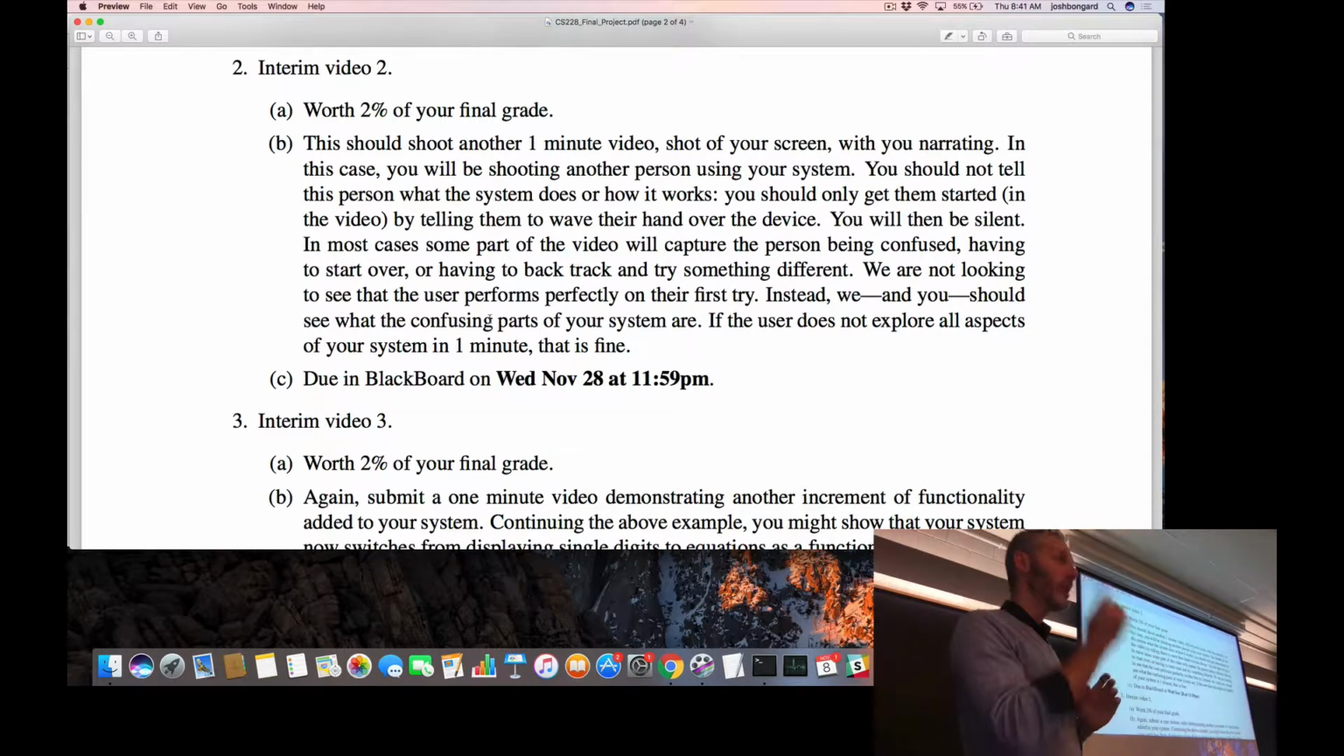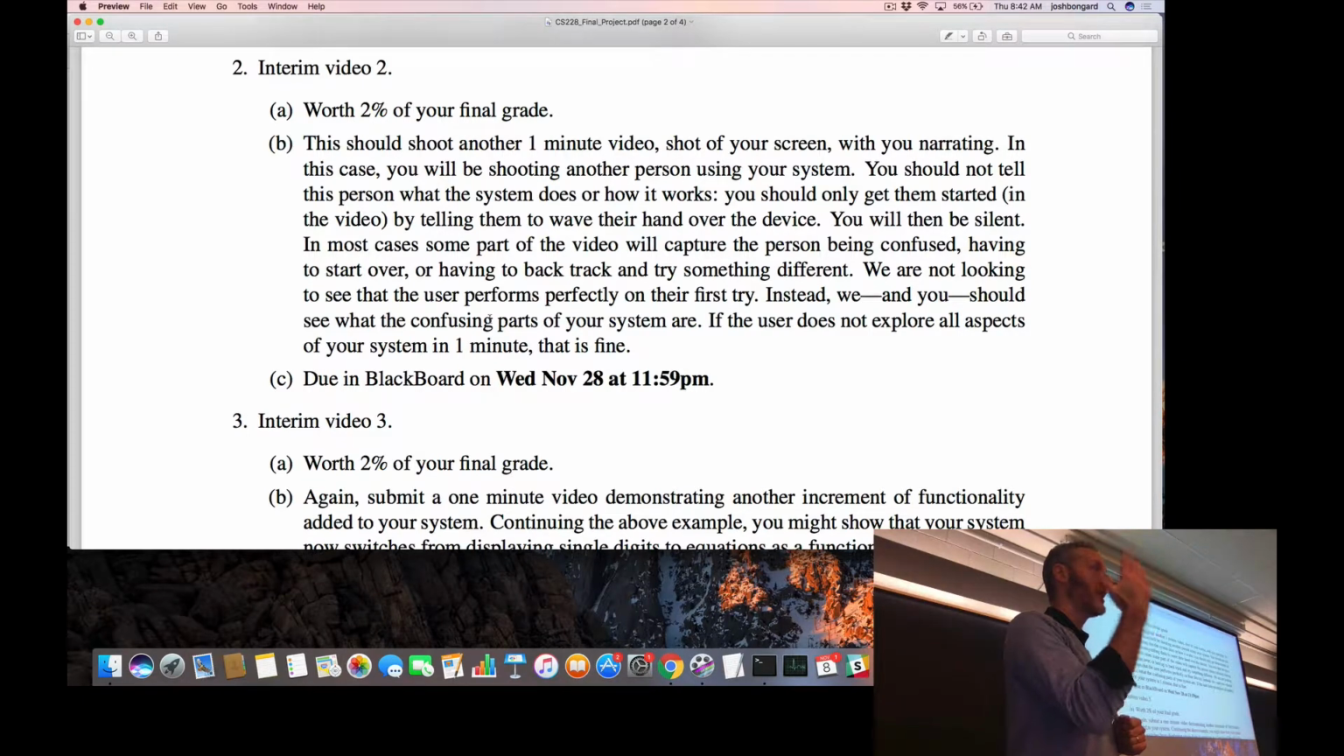Okay, so you're going to shoot another 1 minute video, again shot of your screen and you narrating. In this case, you're going to be shooting another person using your system, not you. You're holding the phone, shooting and narrating. They're using the system. You should not tell the person what the system does or how it works. You can only get them started in the video by telling them to wave their hand over the device. So the start of your video is us seeing someone else, and you say, wave your hand over this thing sitting on the device, and then you're quiet, and we're watching them, their hand, and the screen.